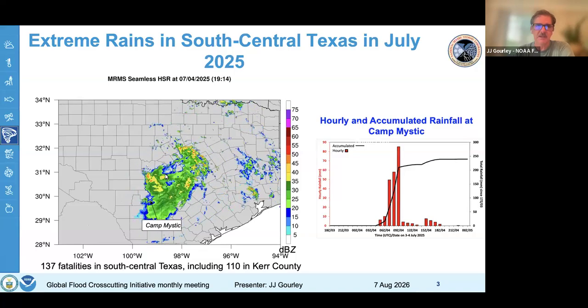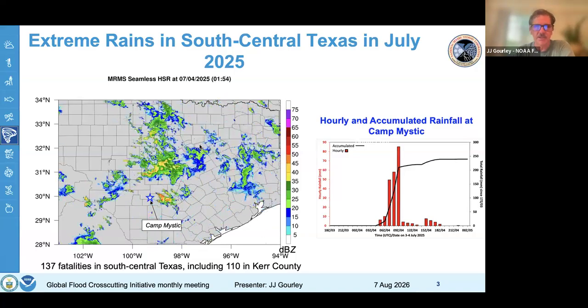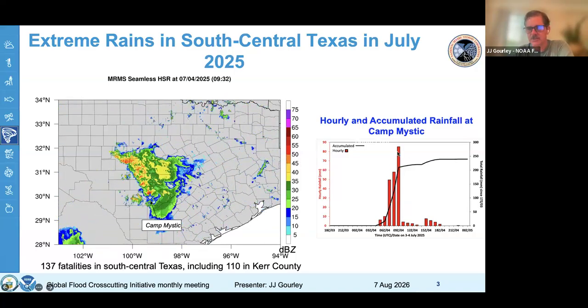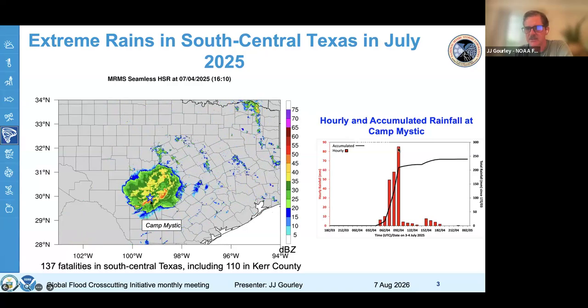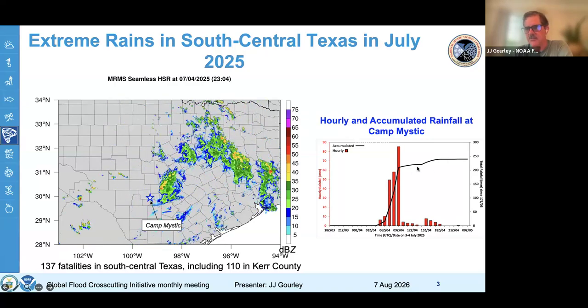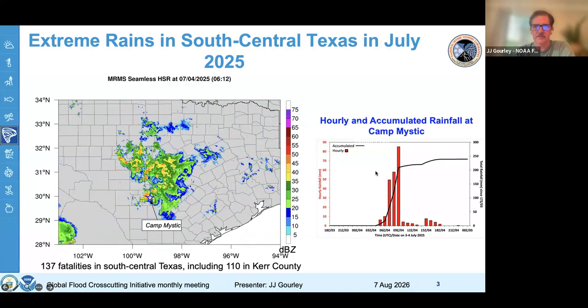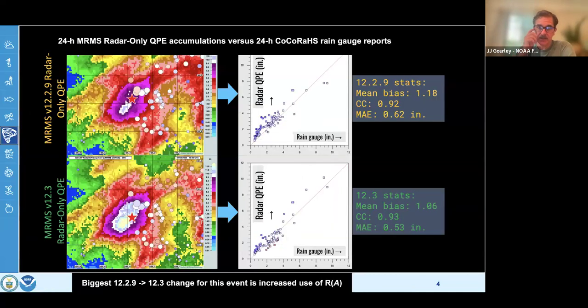organize the convection and get some really intense rainfall rates. And that's what we're showing over here. The hourly amounts are shown, and then the accumulated rainfall over here. Okay, and so we have this radar-based system, NEXRAD-based system in the US called MRMS, or Multi-Radar Multi-Sensor System.